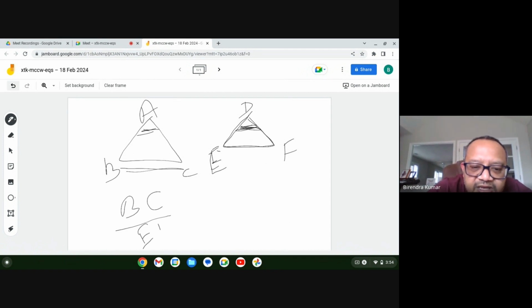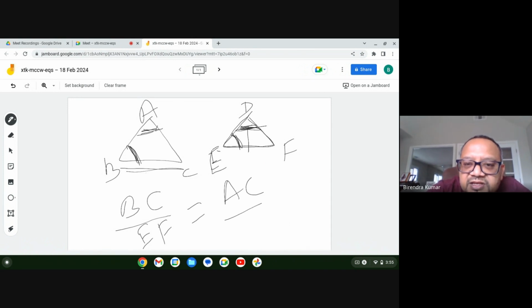So BC by EF. The ratio of this will be similar to the ratio of other corresponding sides. Meaning this angle matched. We took the opposite side of that. Now let's say this angle and this angle also matched. If they are similar triangles, then the side opposite to this one will be AC, and this angle is matching here. So this opposite side is DF.